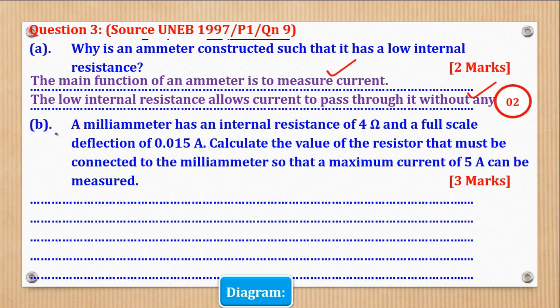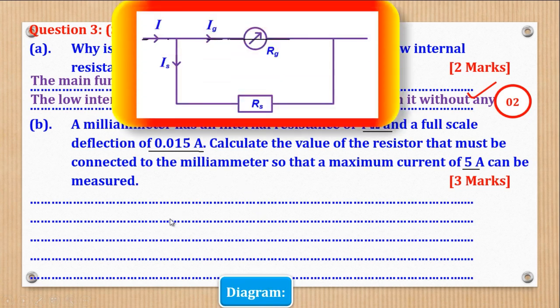Now we shall go to part B. Part B says that a milliammeter has an internal resistance of 4 ohms and a full scale deflection of 0.015 amps. Calculate the value of the resistor that must be applied to the milliammeter so that a maximum current of 5 amps can be measured. So still our diagram will be the same, it will be in that form.